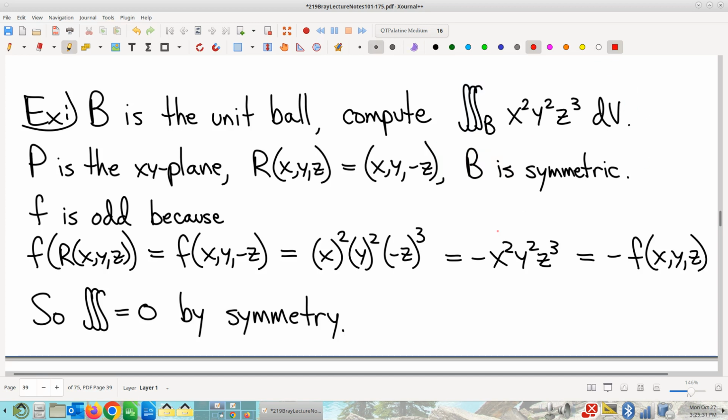Okay, so here's the argument I am going to make, and that is, let's think about symmetry through the XY plane, like this. Reflecting through the XY plane will negate the Z coordinate.